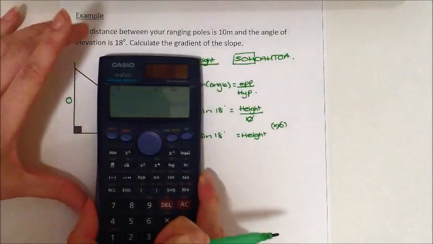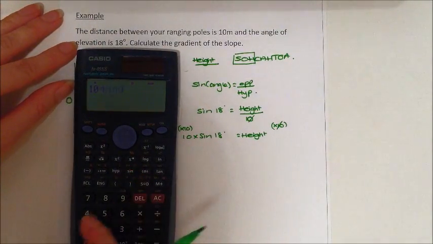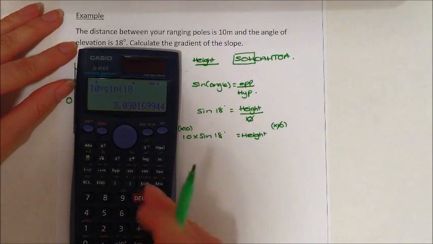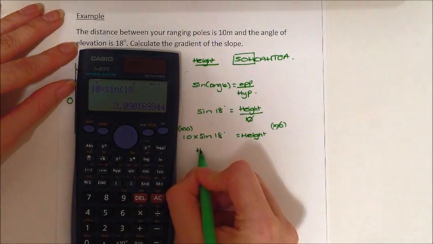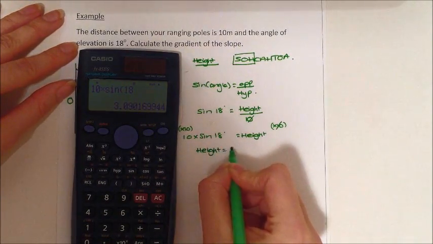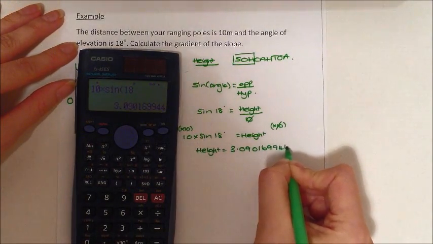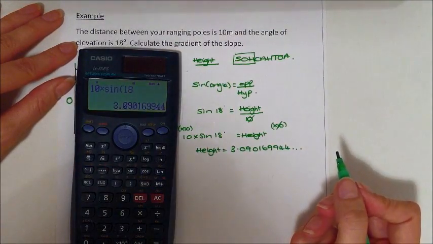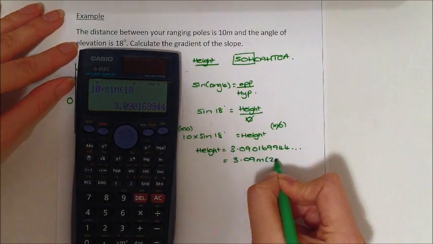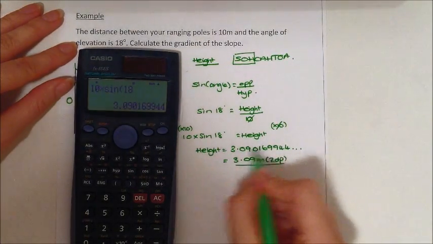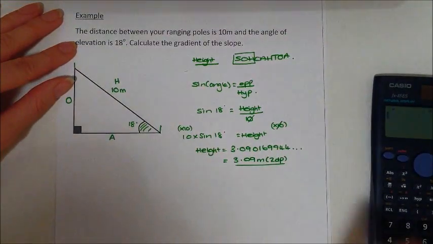So now, in my Casio, I'm just going to type this in. So 10 times sine 18, and I get 3.09 something. Now, we need to write this out properly. So the height is 3.090169944. Now, that may seem a bit long. We can round it to 2 decimal places here. But when we come to doing a further calculation later, you must use this full number, or at least 4 or 5 decimal places, because otherwise you'll get rounding errors. Okay? So we've worked out the height.